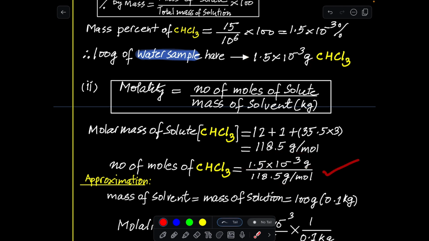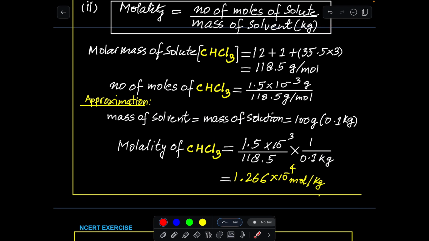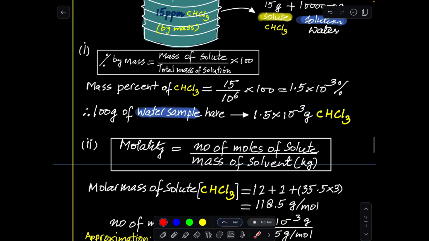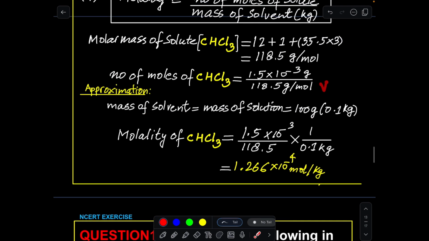Now, the second information that we need for molality is the mass of solvent. Now, the mass of solvent is not given to you. They have given you the mass of solution. So, here we will do one approximation. Mass of solvent is taken approximately equal to the mass of solution, which is 100 gram or 0.1 kilogram, as we have taken here. Why? Because we have taken a very dilute solution. Okay, and in a dilute solution, the mass of solvent is approximately equal to the mass of the solution.